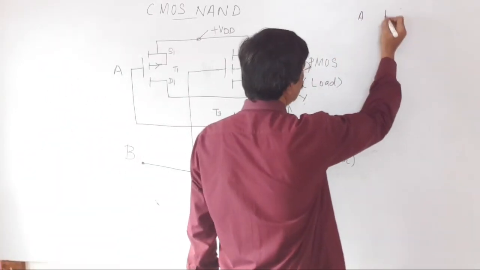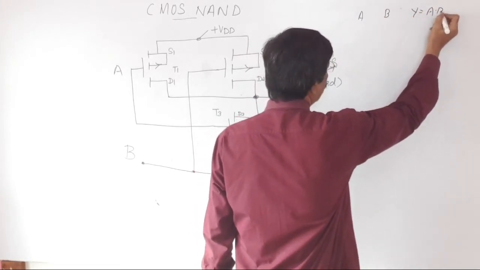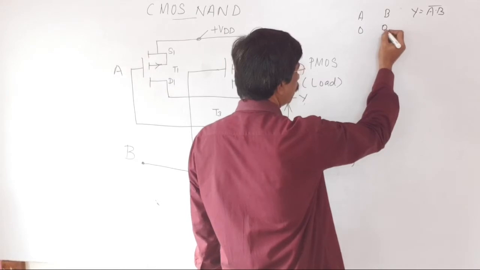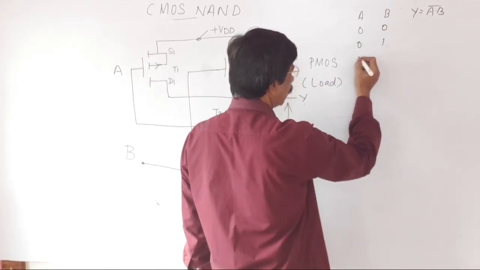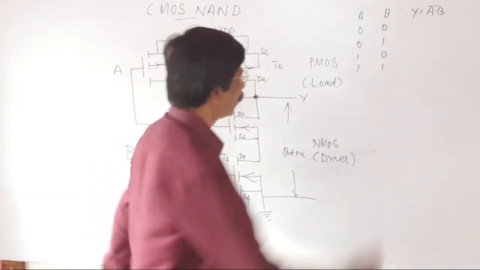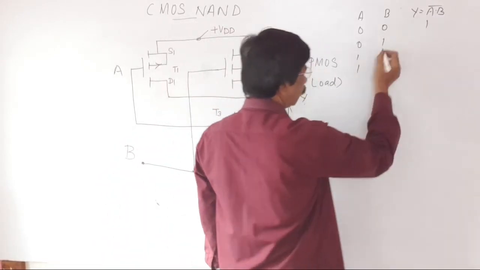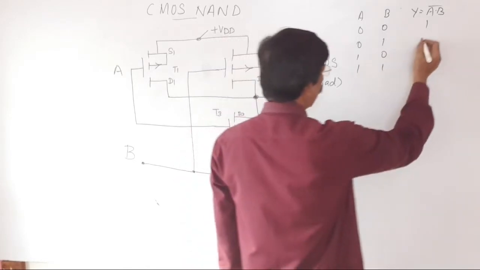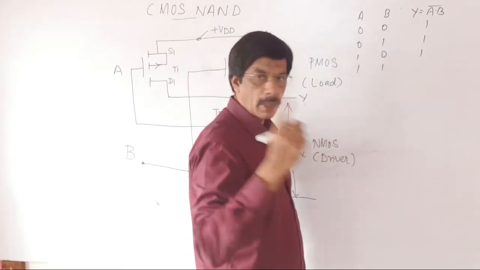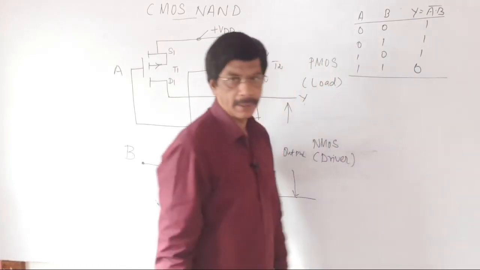A is one input, B is another input. The output Y is equal to A dot B, complemented, in the case of NAND. When A is 0, B is 0; A is 0, B is 1; A is 1, B is 0; A is 1, B is 1. The output conditions are: 0 into 0 is 0, 0 bar is 1; 0 into 1 is 0, 0 bar is 1; 1 into 0 is 0, 0 bar is again 1; 1 into 1 is 1, 1 bar is 0. This shows the truth table for a two input NAND gate.